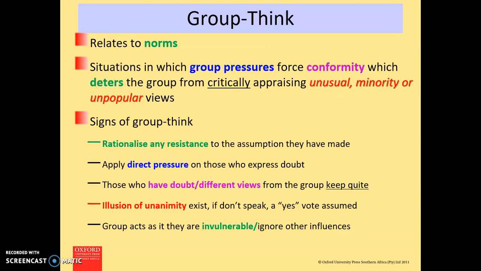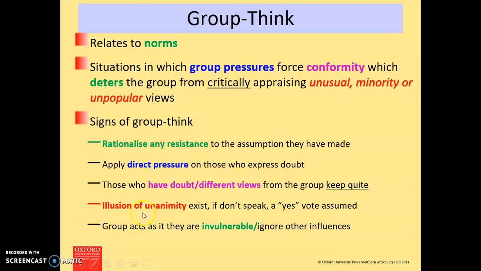And the next point is that those who have doubts or different views from the group keep quiet. Because they want to conform, there is pressure from the group to conform. So the minority, maybe a few members, have to keep quiet even though they have doubts or different views, because they do not want to be considered different. They want to be part of the group. They want to be called members of the group. So they just keep quiet if they have any different ideas or doubts regarding what the group agrees upon.